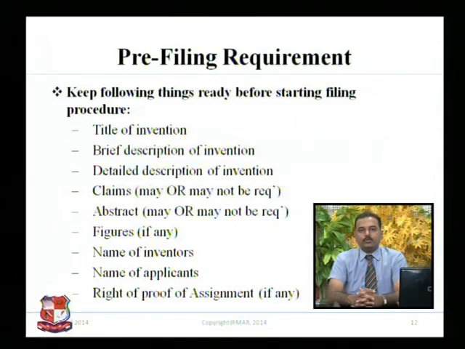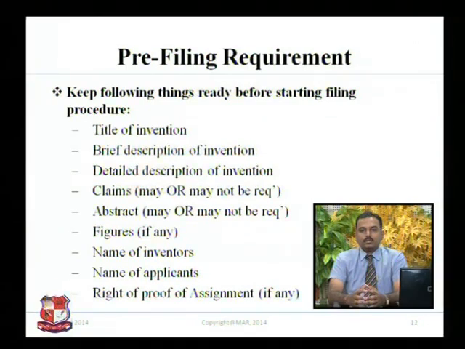The second thing, you should be ready with your brief description of the invention, then the detailed description. If your work is already over, then you should also keep your detailed description ready. The next part is claims, but as far as this exercise of a provisional patent application is concerned, claims are not required. Then the abstract, that means a brief summary of your invention, but again for the provisional patent application it is not required, so that's why it is mentioned may or may not be required.